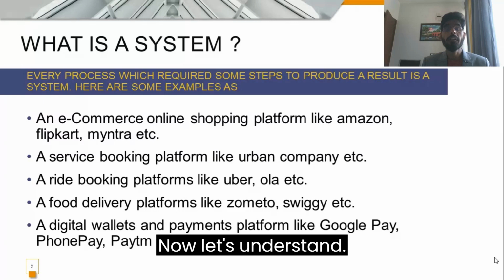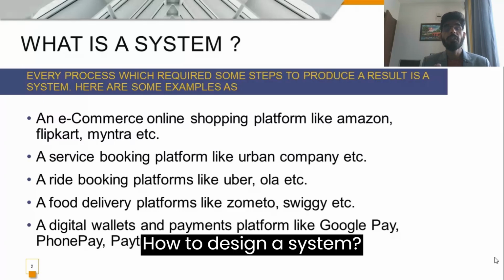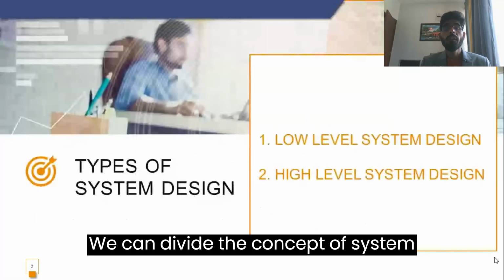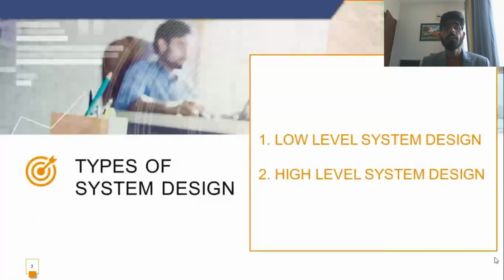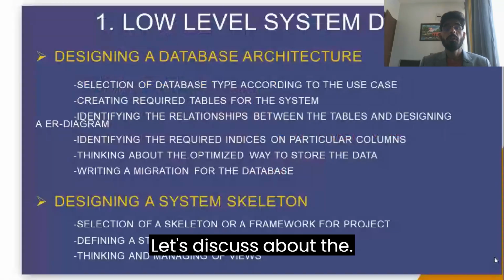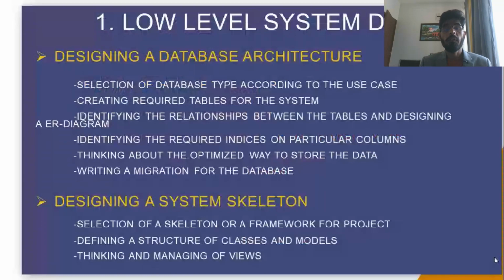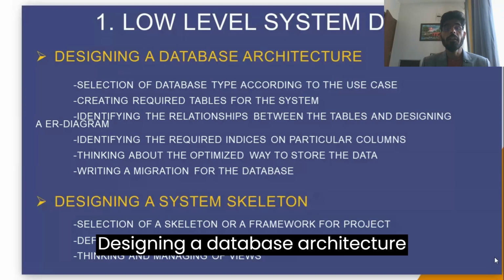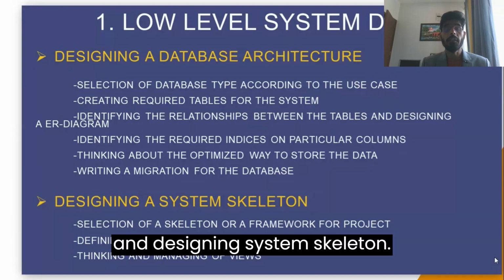Now let's understand how to design a system. We can divide the concept of system design into two parts: low level system design and high level system design. Let's discuss low level system design. The low level system design can be divided into two parts: designing a database architecture and designing a system skeleton.